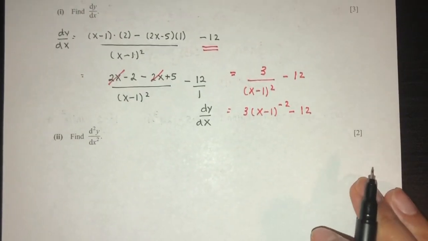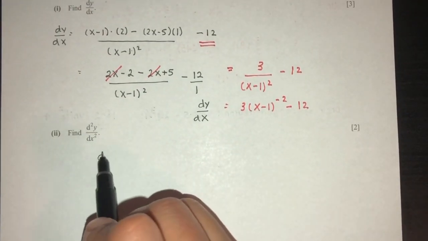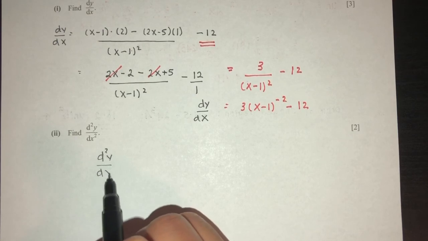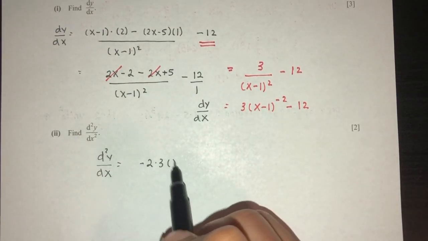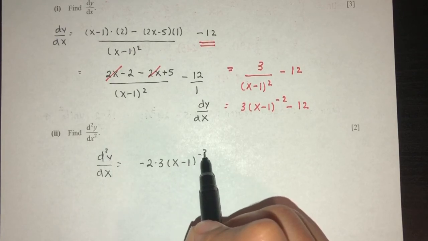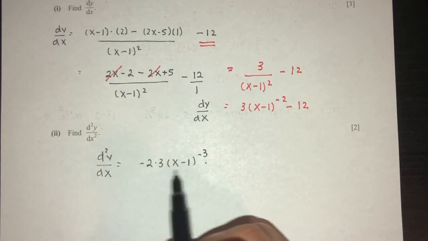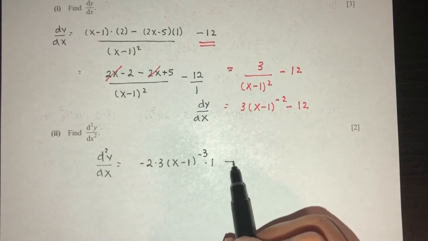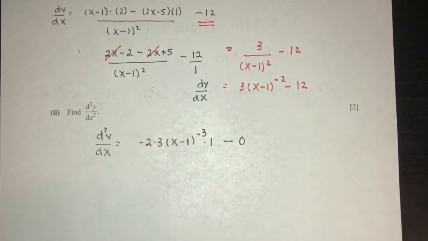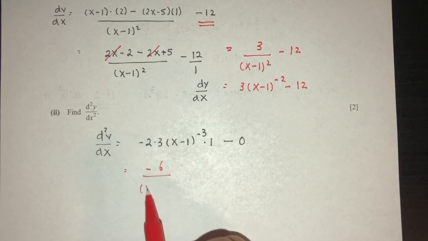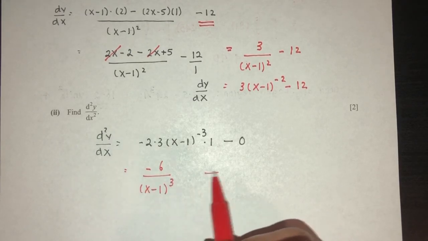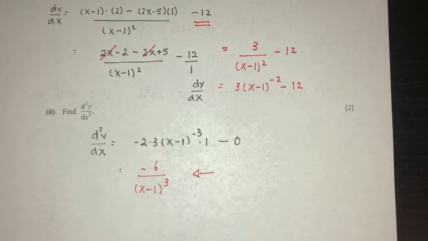Now you have to find d2y by dx2, so pretty easy. d2y by dx2, again step by step. First, multiply by the power, and then power minus 1 will be minus 3, multiply by the inside differentiation, that is 1, and this will be minus 0, becomes 0. Now this will be simplified to minus 6 over (x minus 1) to the power 3. This is your d2y by dx2.